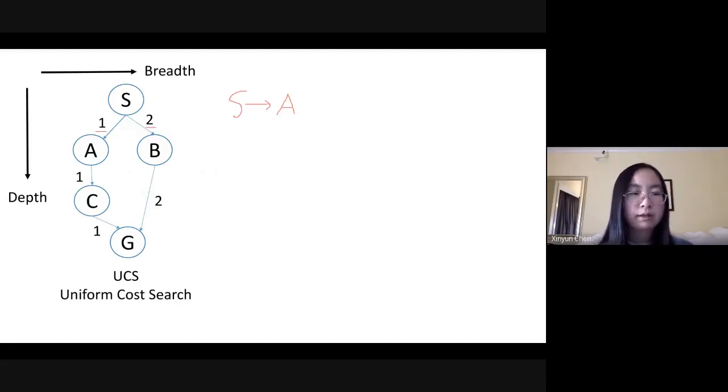So A has the lowest cost. We need to explore it first. Then for the next step, there are two options that are equivalent. One is that we can move forward to C, because at the point of C, the cumulative cost is 2. And the other option is that we can also proceed to B, because for B, the cumulative cost is also 2.